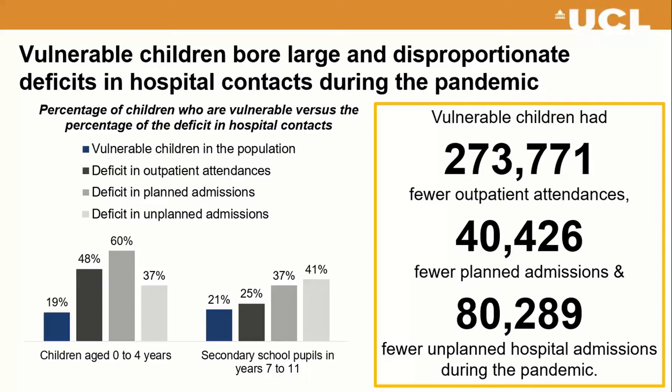So for example, among the under 5-year-olds, 60% of the deficit in planned admissions was attributable to this 1 in 5 of the children who actually have a vulnerability. So disproportionately represented in terms of these deficits. Next slide, please.